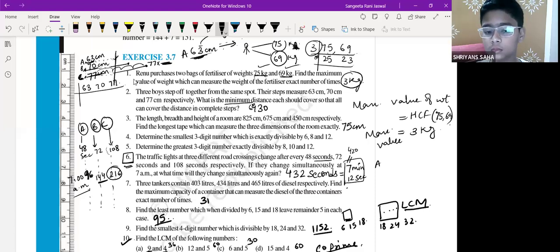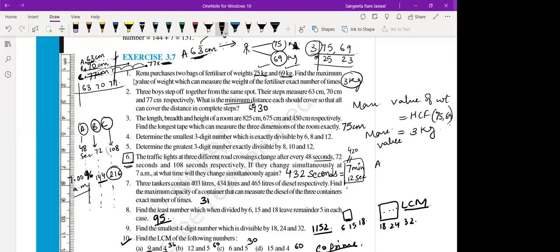Right? So if it has to change again, that will be 96 plus 48 seconds more, 144 plus 72 seconds more, 216 plus 108 seconds more. They will change like this in the multiples of 48, 72 and 108. So the numbers we are getting are the multiples of these numbers. So we have to find the least of all the multiples when they will change together once.